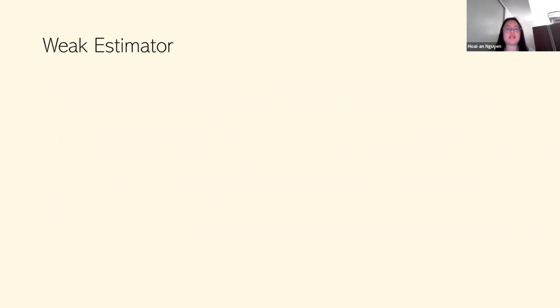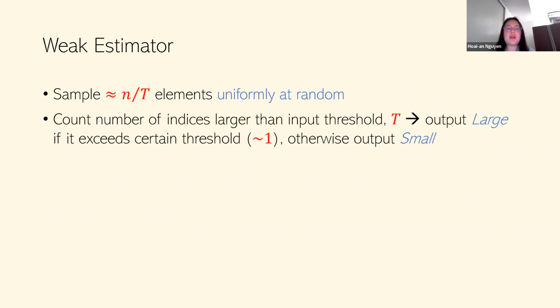First, for the weak estimator, we sample approximately n over t elements uniformly at random. Here, t is the input threshold. Then we count the number of indices that are larger than the input threshold. If this number exceeds a certain threshold, let's say approximately 1, although it may be different depending on n and t, we output large. Otherwise, we output small.